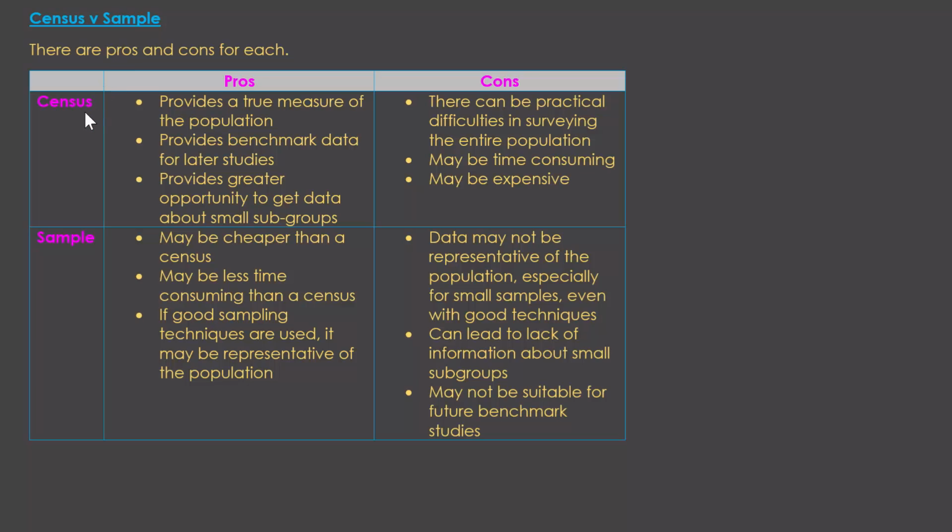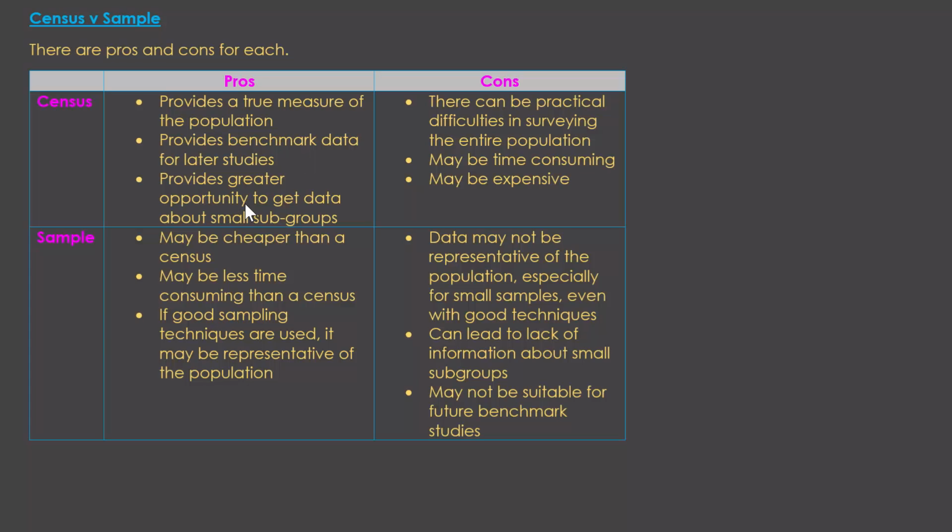So a census, where we take information from every single member of a population, should provide a true measure of the population if we're asking everybody. It provides benchmark data for later studies. You've often heard people say, compared to 1950, X is different to what it is in 2020. X could be anything that they happen to be talking about. It's usually census data that they're talking about. Those are the benchmarks that they use to see changes in attitude, for example.